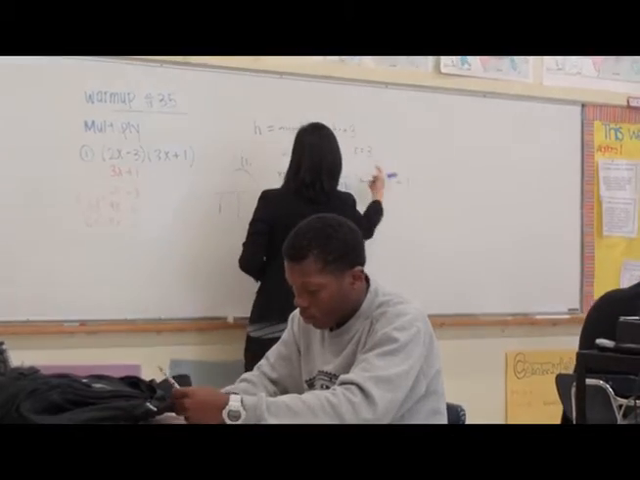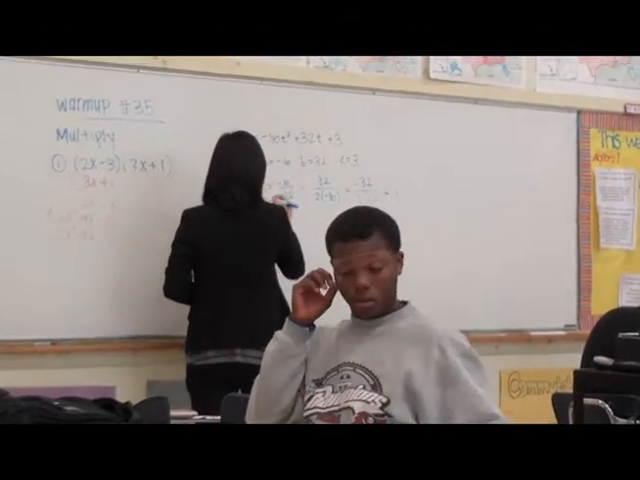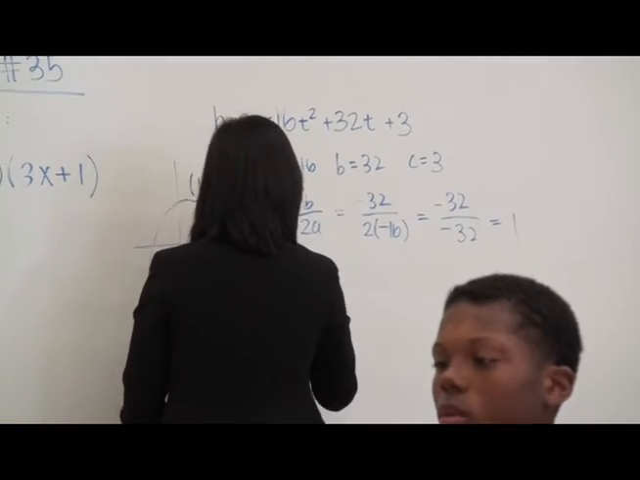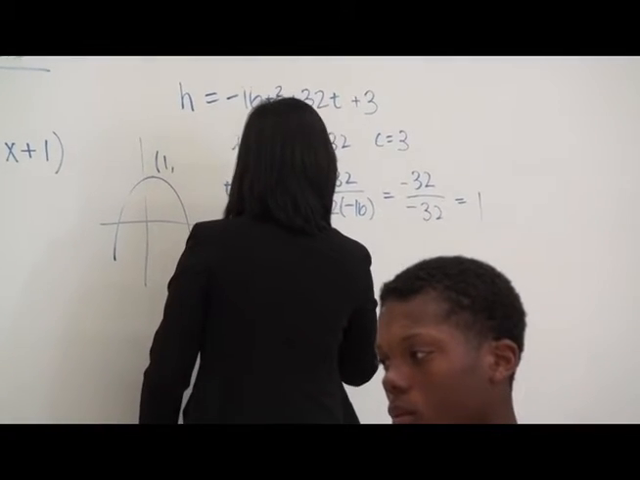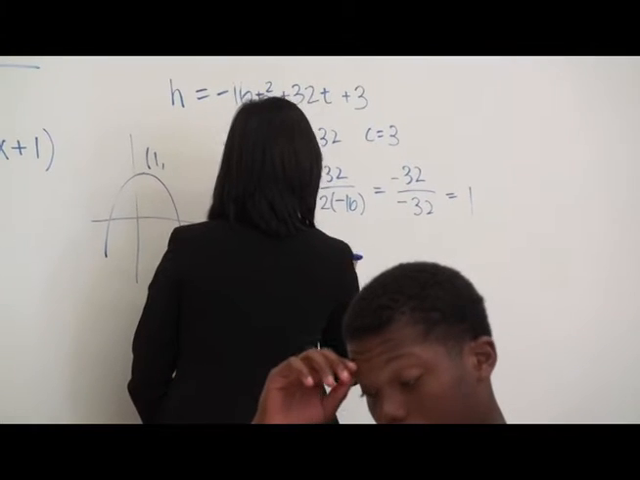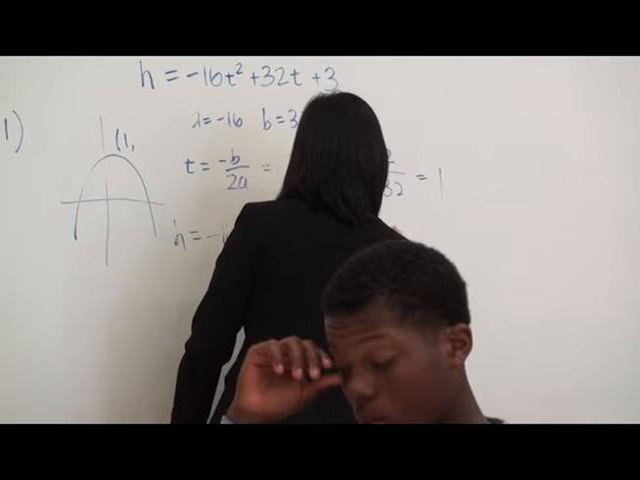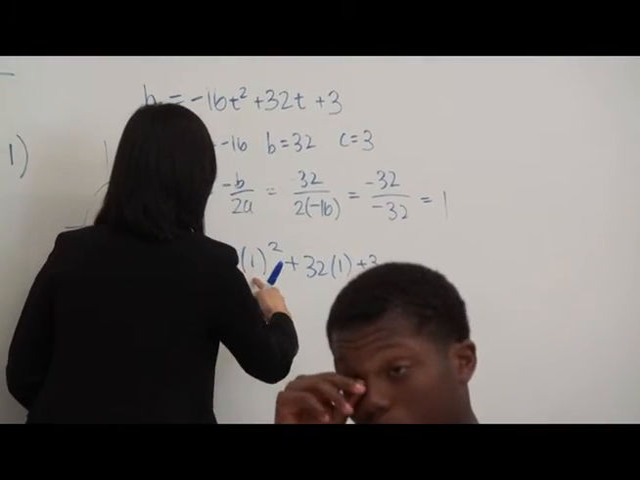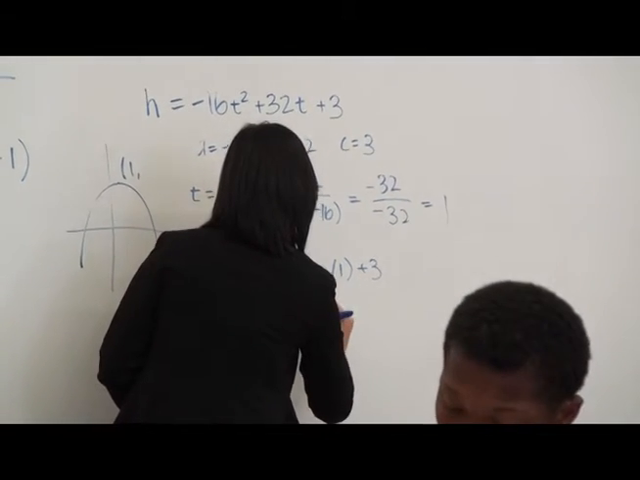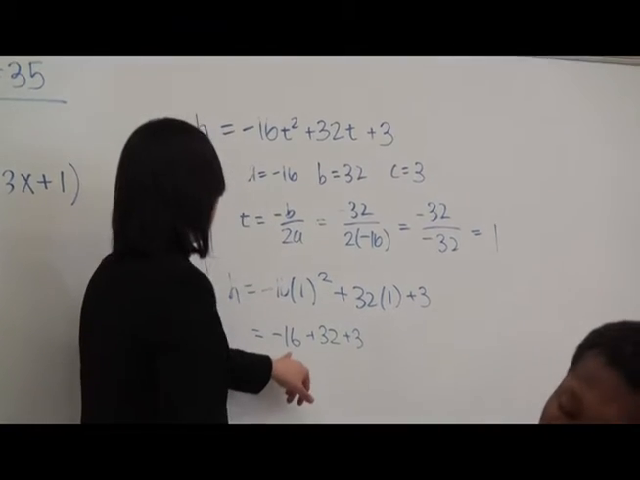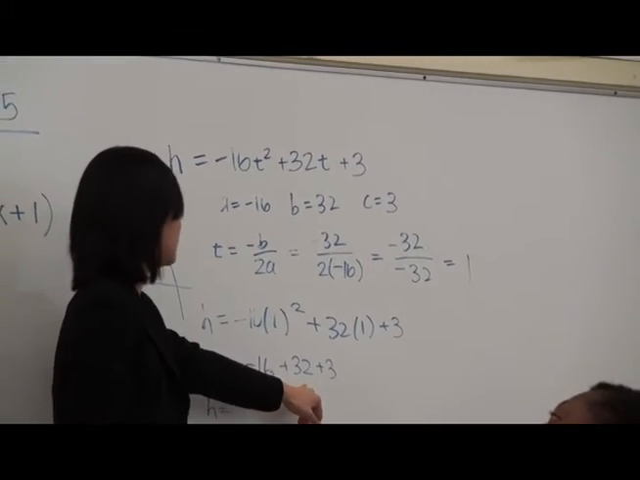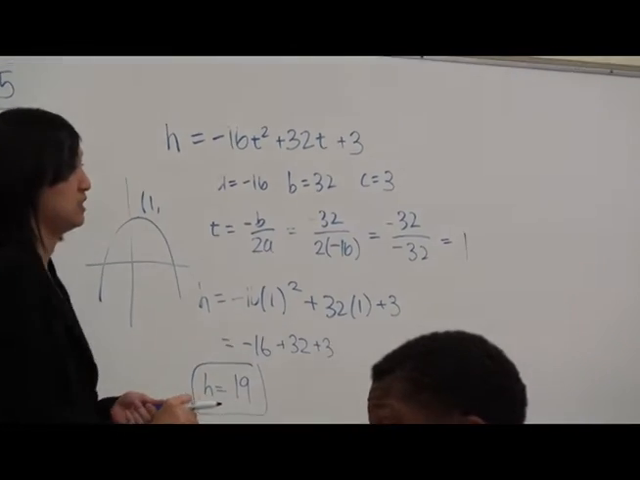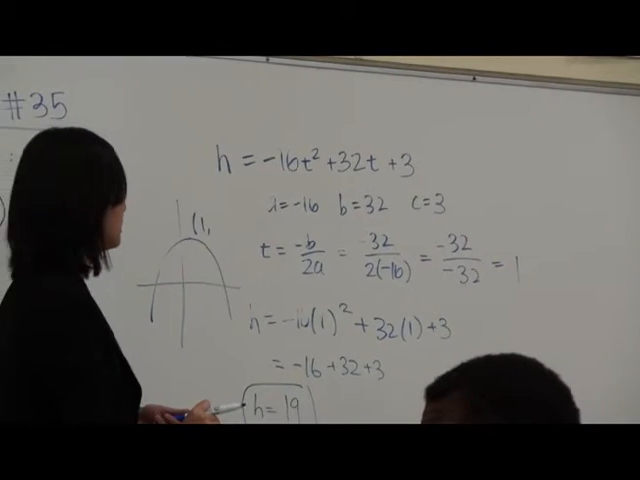And when we get our x, to get the rest of it, we plug it back in to get our height. In this case it's t, because we're using h and t. So h equals negative 16 times 1 squared plus 32 times 1 plus 3. So we get negative 16 plus 32 plus 3. What's negative 16 plus 32? 16. Positive 16 plus 3? 19. So our height is 19.